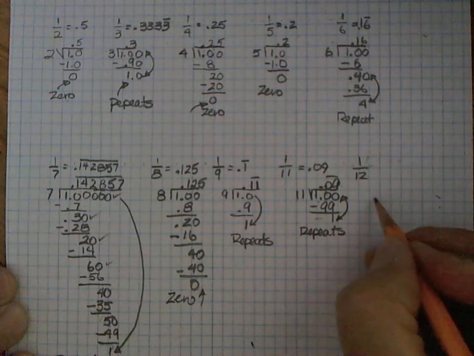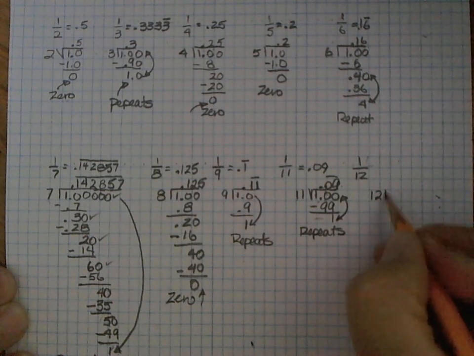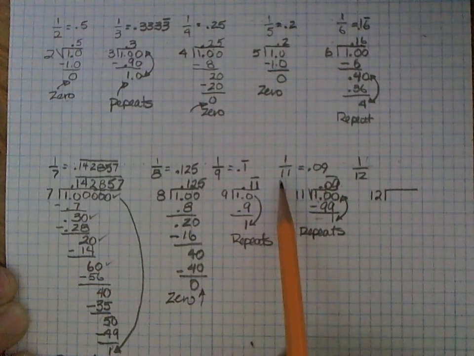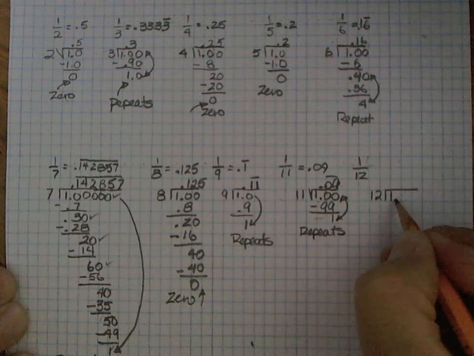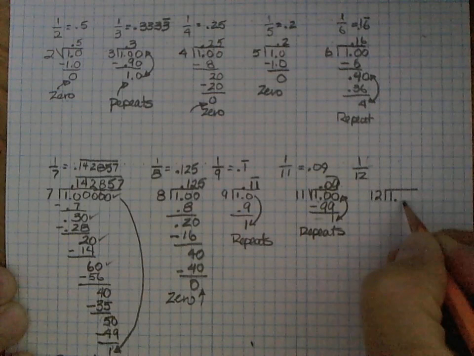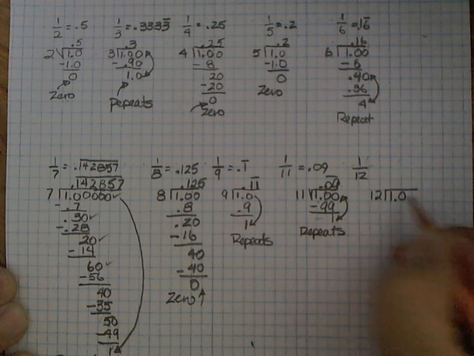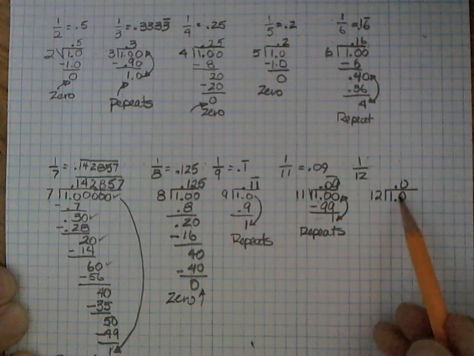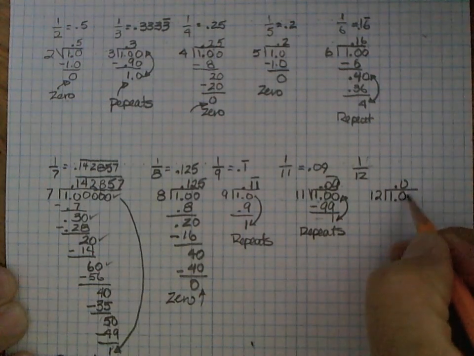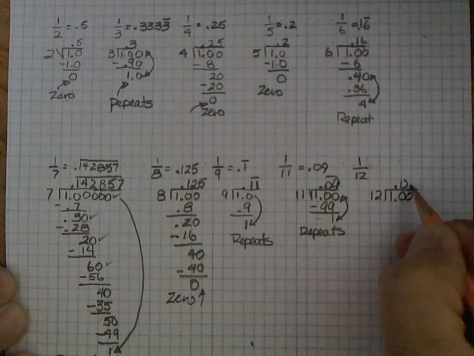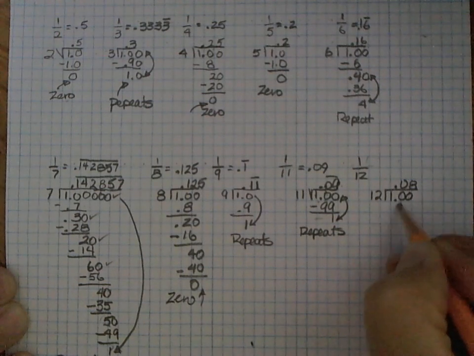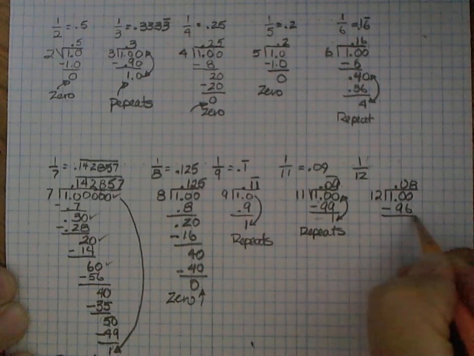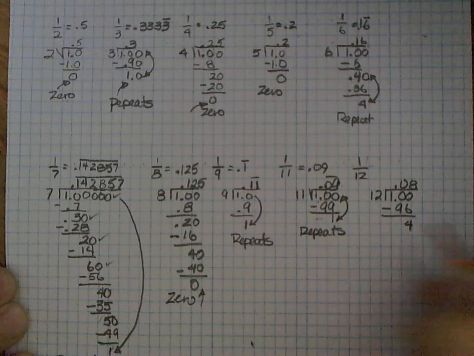Okay, we're almost done. We're going to look at 12. 12 divided into 1. So you treat this much like we did 11. It won't go into 1. It won't go into 10. So I have to put 0's there because it won't go. And now I put another 0 there so I can have another decimal place. It will go 8 times. 8 times 12 is 96. I subtract 96, I get 4.